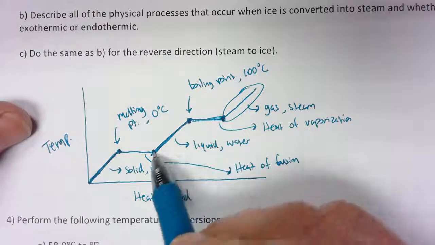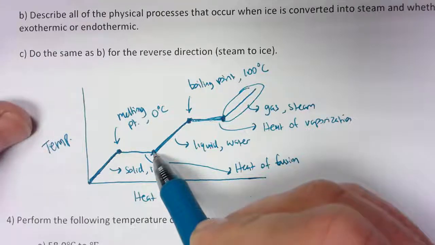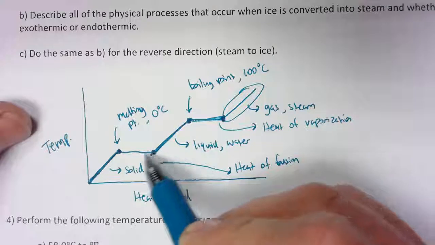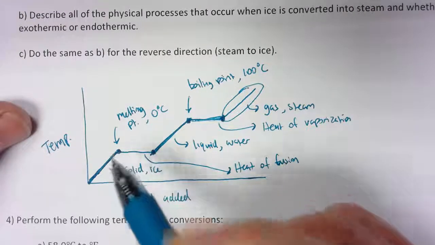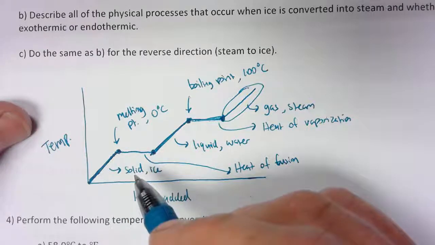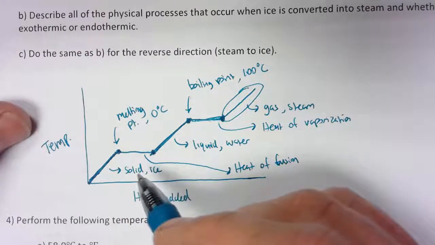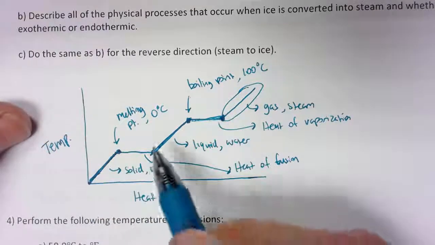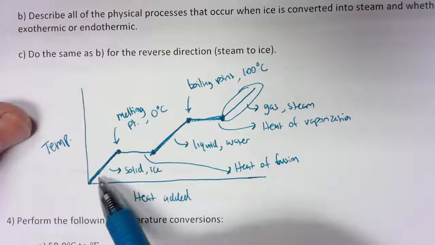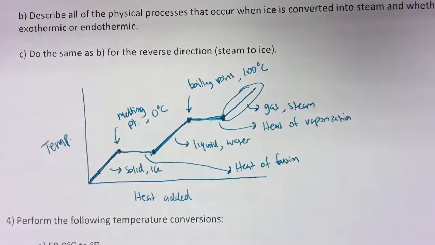Similarly, coming down here, ice freezing, or water freezing into ice. So that's, again, going from right to left. Water freezing into ice is exothermic. It's releasing energy. So if we're moving from left to right, endothermic, from right to left, those processes are exothermic.